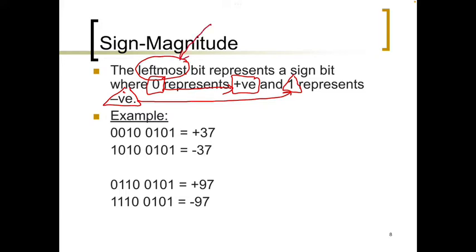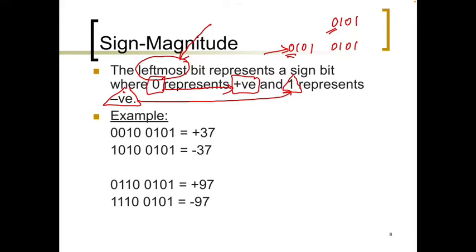What do we mean by leftmost? If you have 0 1 0 1, for example, then the leftmost here is this bit. So you need to make sure that you understand what is meant by leftmost.